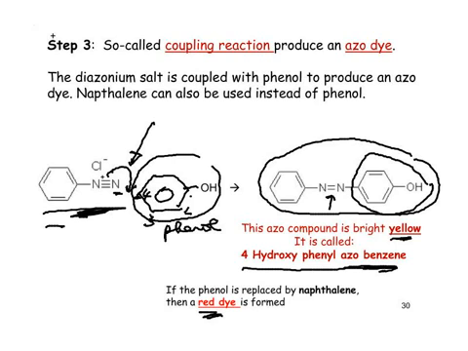If the phenol was replaced by a chemical called naphthalene, naphthalene is actually just two benzene rings together like this. If you were to use that instead of phenol, then you would get another azo compound, which is a red dye.